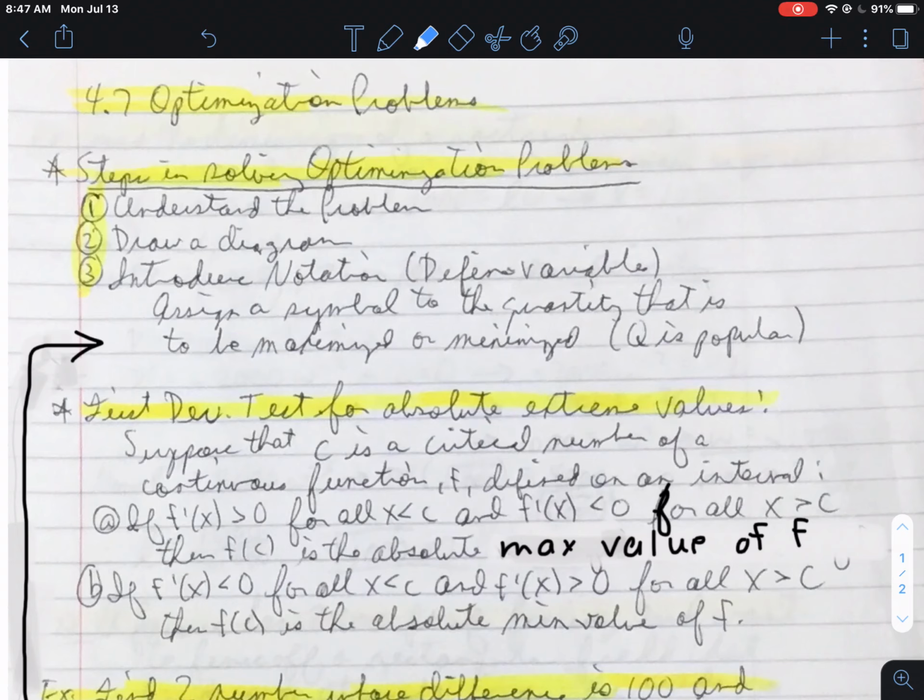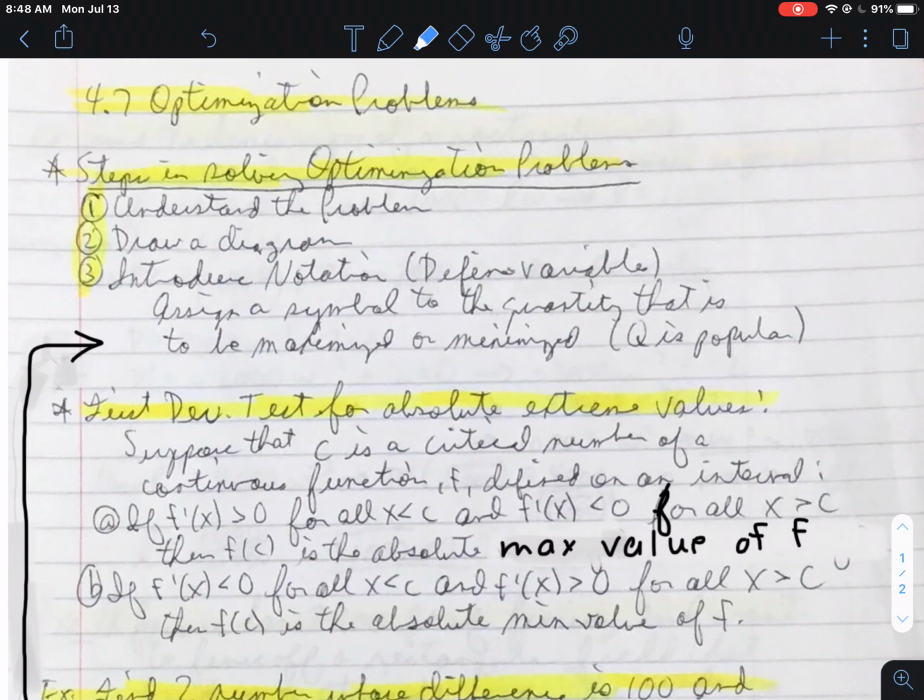Section 4.7, optimization problems. In this section, we're going to look at some application problems where we can make use of our derivatives to locate maximum and minimum values of a given quantity or requested quantity. So it's just putting into use everything we talked about in terms of using the first derivative primarily, which is what we did.